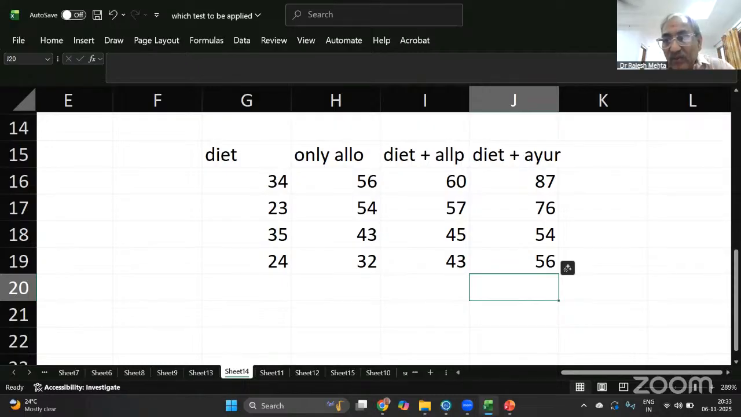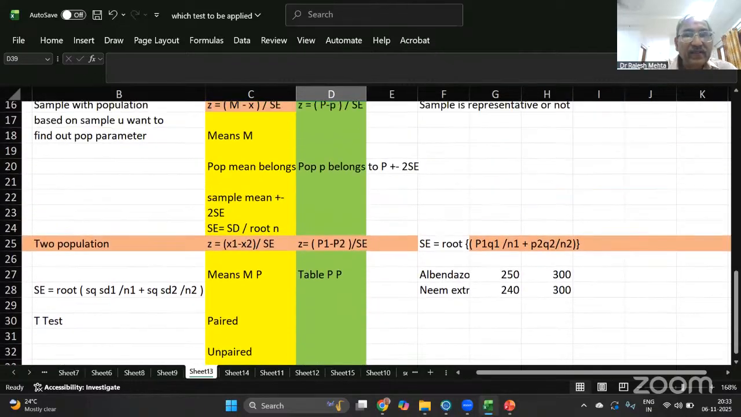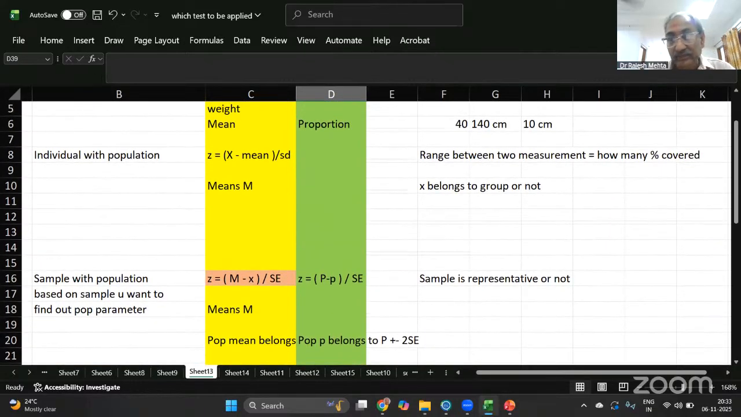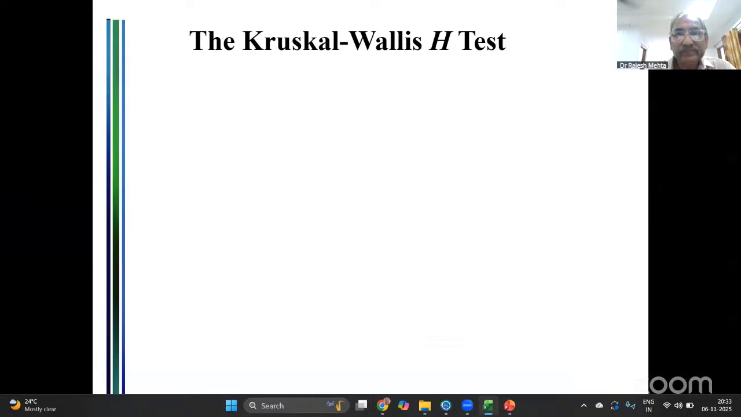So for such a small sample, we need to use a non-parametric test. And we are going for a non-parametric test. That is the Kruskal-Wallis test. Before we go for that, if there's any question in this, you can ask me that. Any question? So let's go for that. Kruskal-Wallis H test. This is a non-parametric test. If very small sample size, still we can use this.